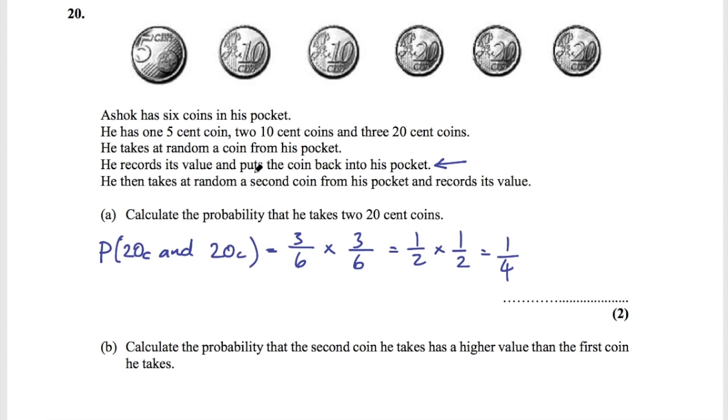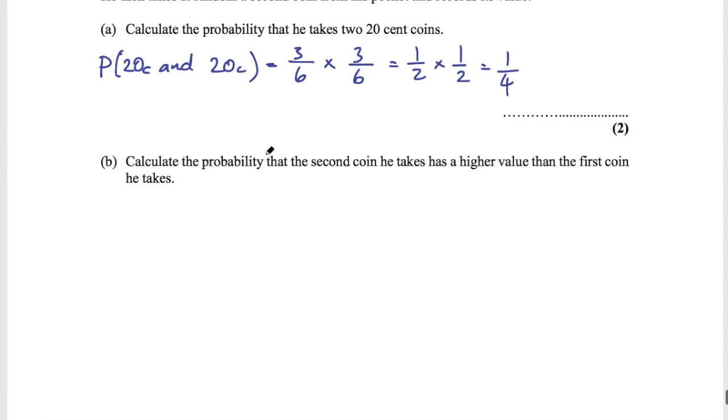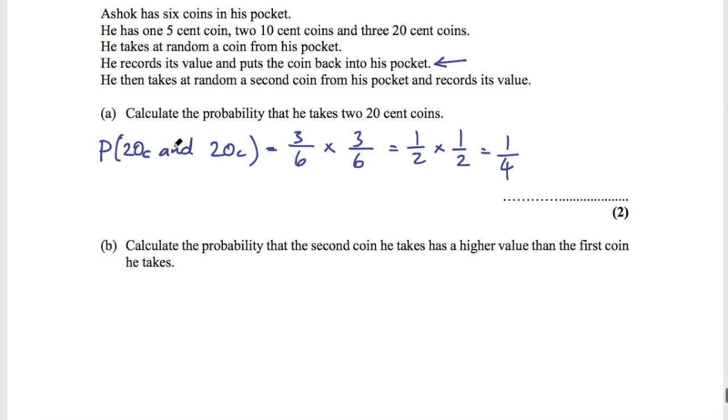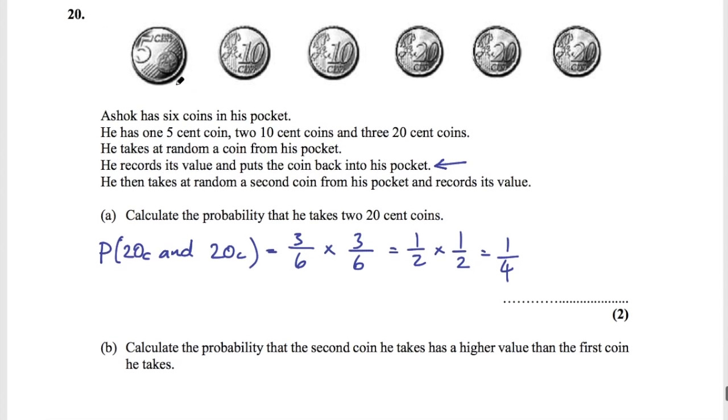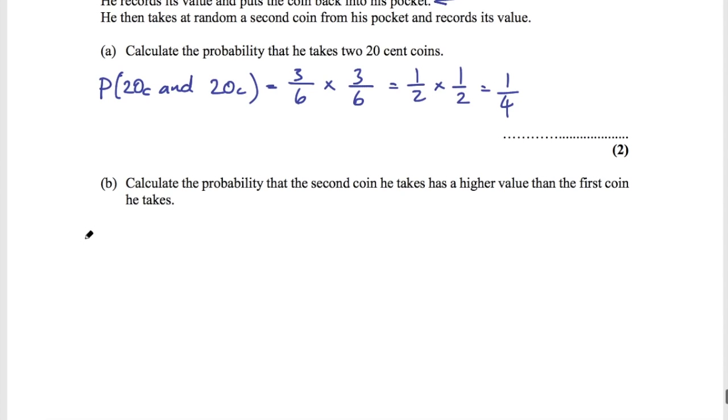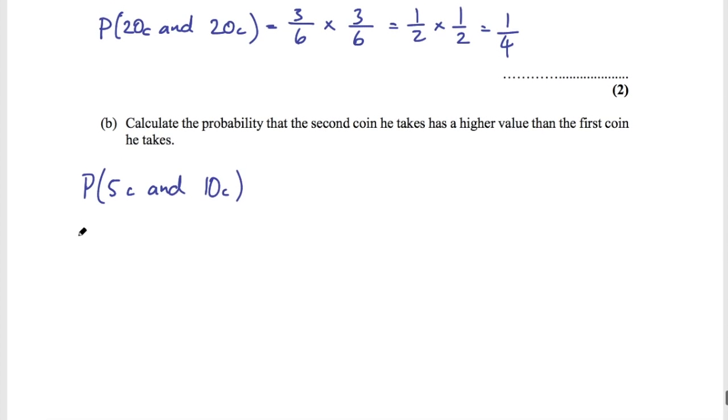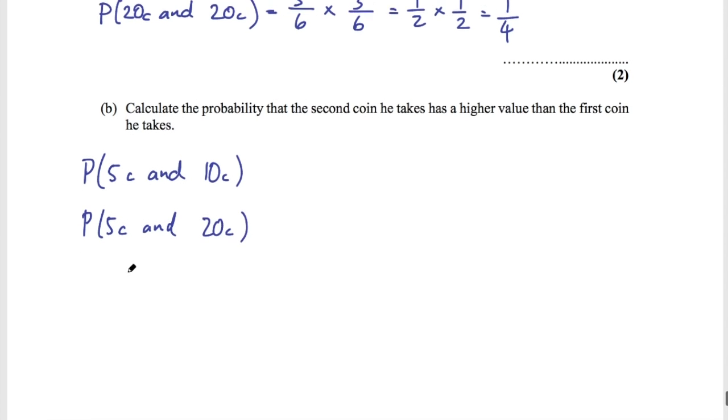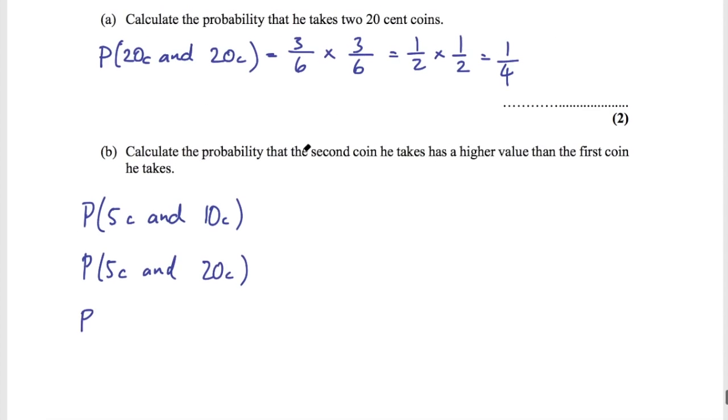So the probability of picking a 20-cent coin, putting it back in his pocket and picking another 20-cent coin is a quarter. And then part B says calculate the probability that the second coin he takes has a higher value than the first coin he takes. Okay, so what are all the possible ways of doing this? Well, if he picks a 5-cent coin, he could get a 10-cent or a 20-cent. So I could pick a 5-cent and then a 10-cent coin, or I could pick a 5-cent and then a 20-cent coin.